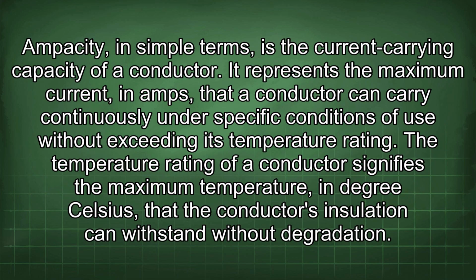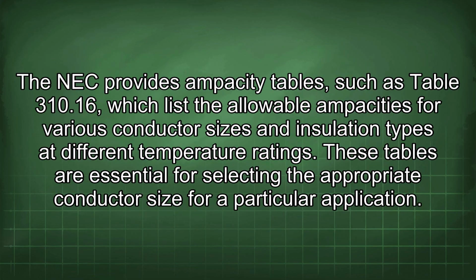Ampacity, in simple terms, is the current carrying capacity of a conductor. It represents the maximum current, in amps, that a conductor can carry continuously under specific conditions of use without exceeding its temperature rating. The temperature rating of a conductor signifies the maximum temperature, in degrees Celsius, that the conductor's insulation can withstand without degradation. The NEC provides ampacity tables, such as Table 310.16, which list the allowable ampacities for various conductor sizes and insulation types at different temperature ratings. These tables are essential for selecting the appropriate conductor size for a particular application.